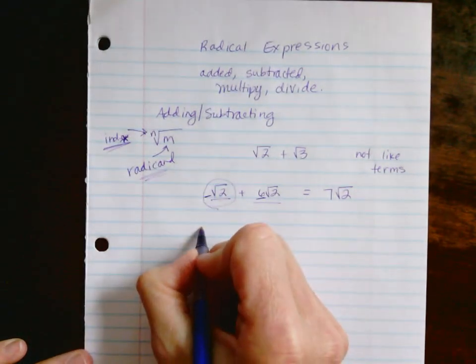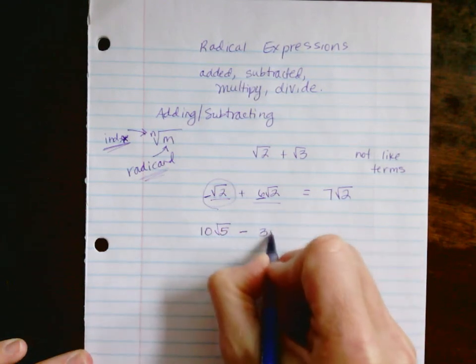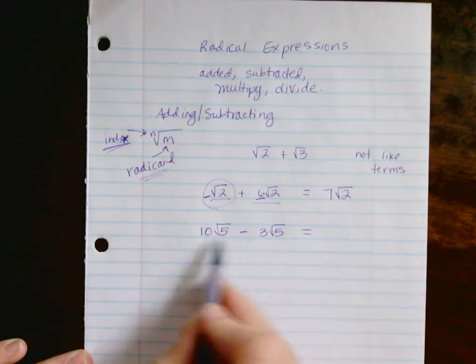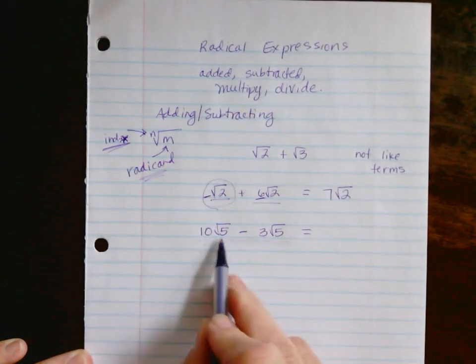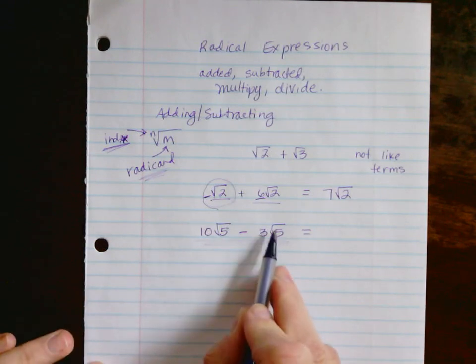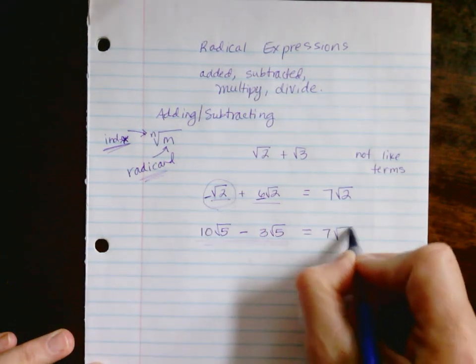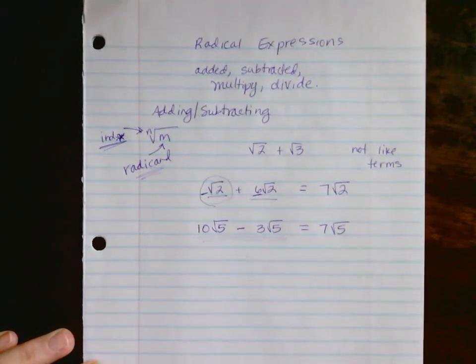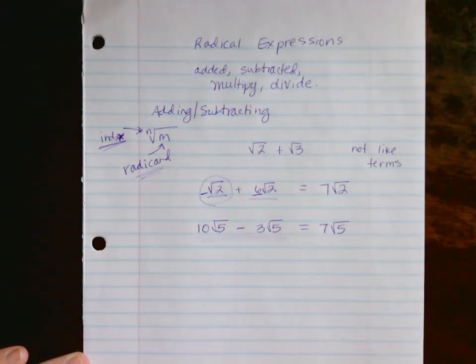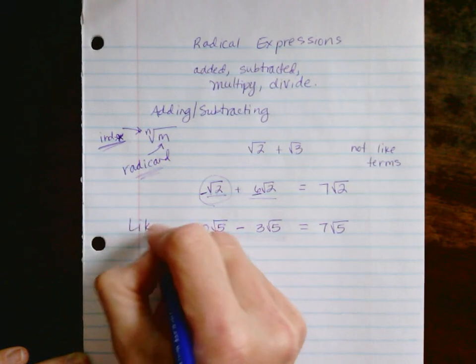Subtracting is the same idea. If we have 10 radical 5, subtract 3 radical 5, we can go ahead and simplify this expression because the radicands are exactly the same and the index is assumed to be 2. So we would just subtract the coefficients and we would have 7 radical 5. So adding and subtracting radical expressions can be done if you have like terms.